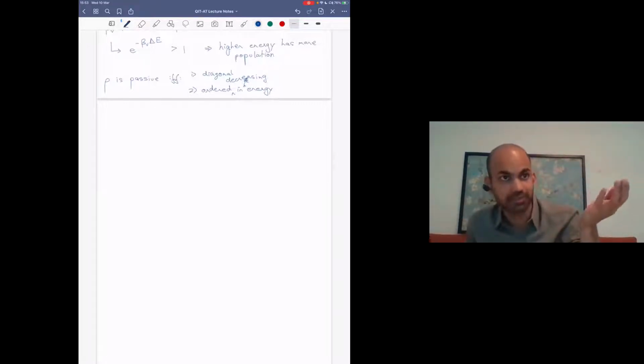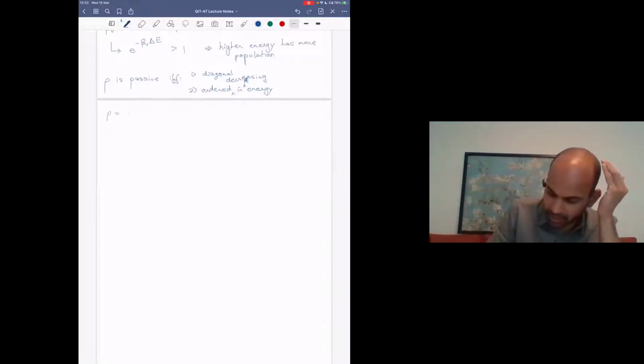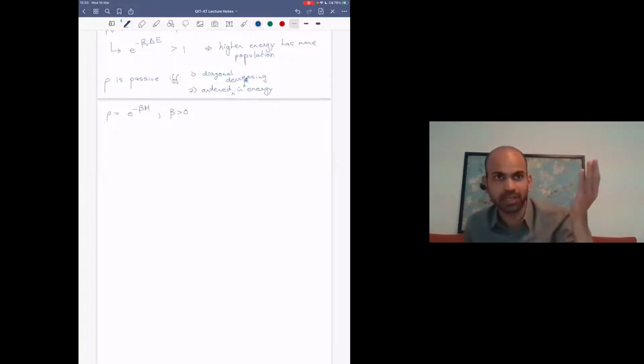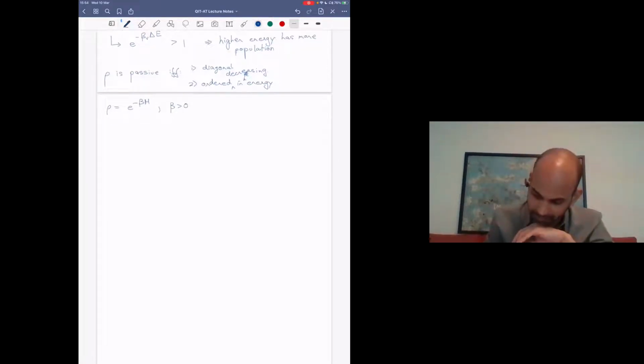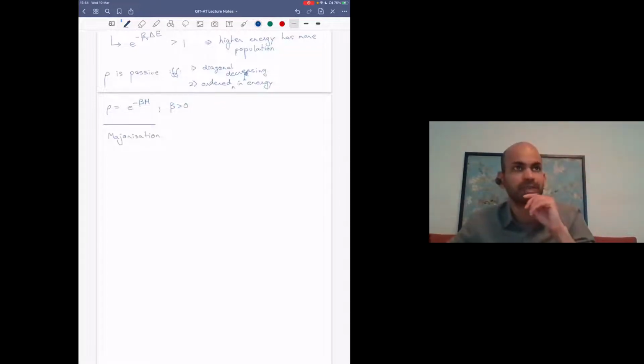This includes thermal states, or rather this includes Gibbs states, which are the ones where we write rho is e to the minus beta times H, where beta is greater than 0. So any Gibbs state with a positive temperature is going to be passive by definition, but passive states are much more general than that. You have many more passive states. Okay, so now we're going to discuss a little bit the notion of majorization. But before I proceed, are there any questions on just the definition of passivity and what it means?